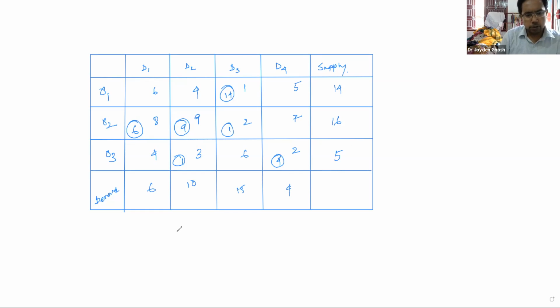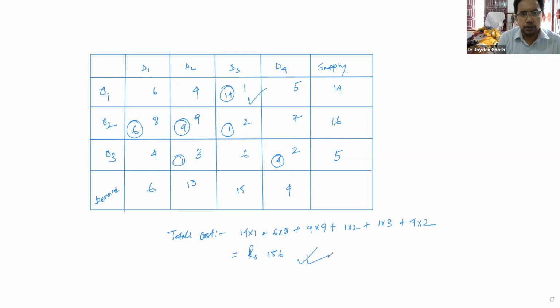So the total cost of the transportation problem, total cost is equal to 14 into 1, plus 6 into 8, plus 9 into 9, plus 1 into 2, plus 1 into 3, plus 4 into 2, rupees 156. So this is the cost of the transportation.